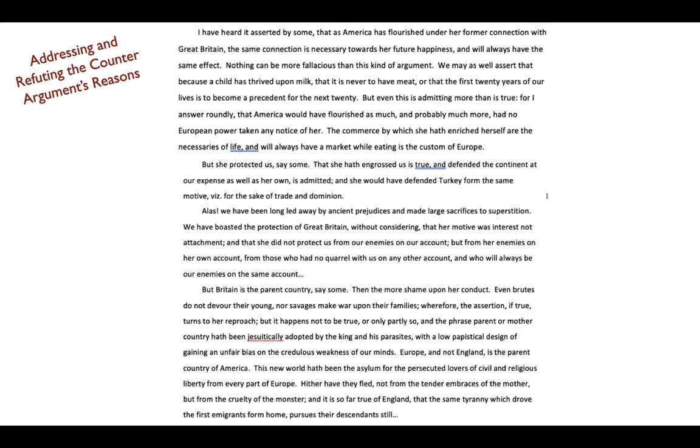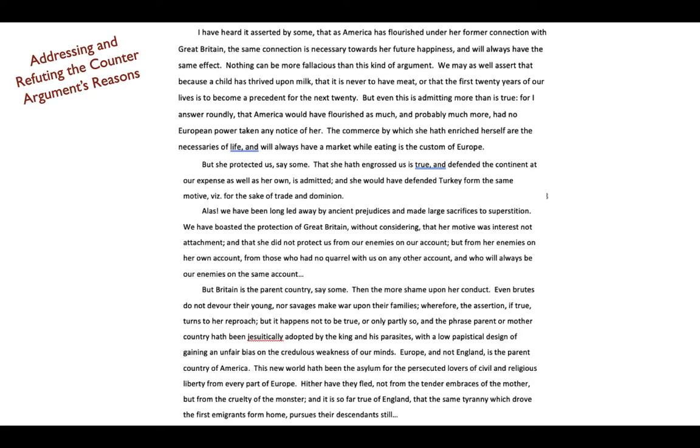Nothing can be more fallacious than this kind of argument. We may as well assert that because a child has thrived upon milk, that it is never to have meat, or that the first 20 years of our lives is to become a precedent for the next 20. But even this is admitting more than is true, for I answer roundly that America would have flourished as much, and probably much more, had no European power taken any notice of her.